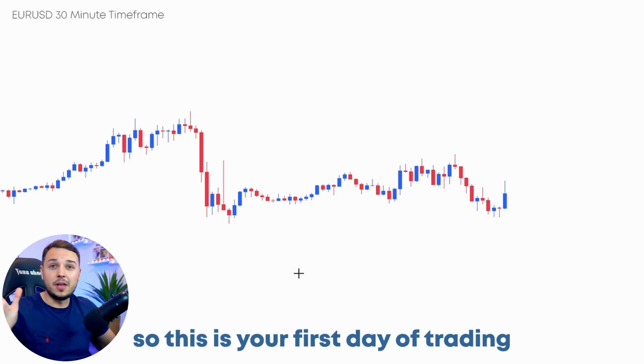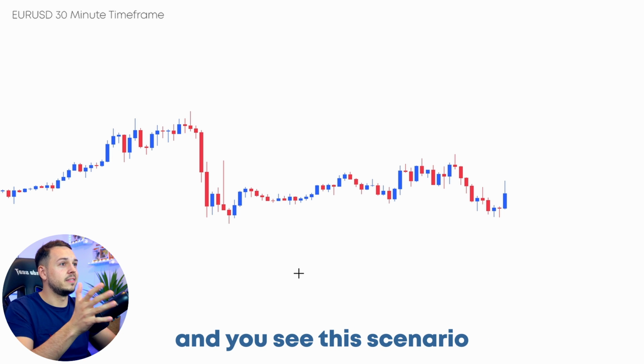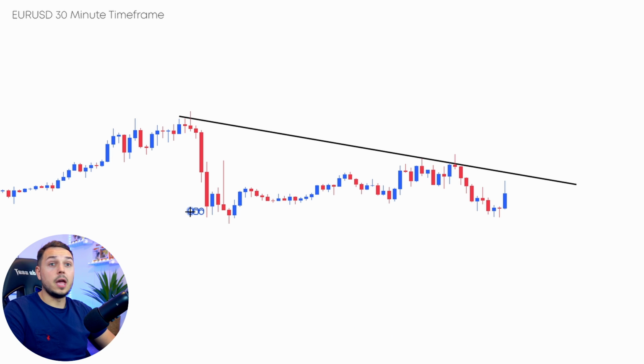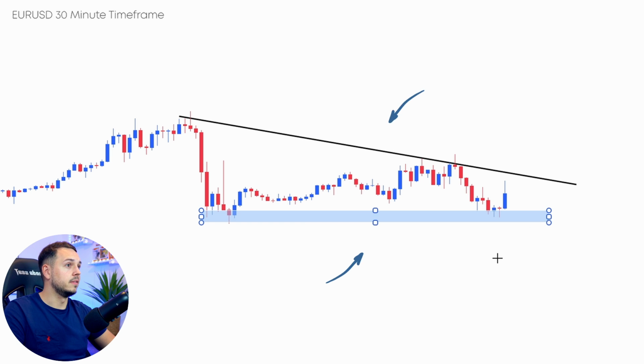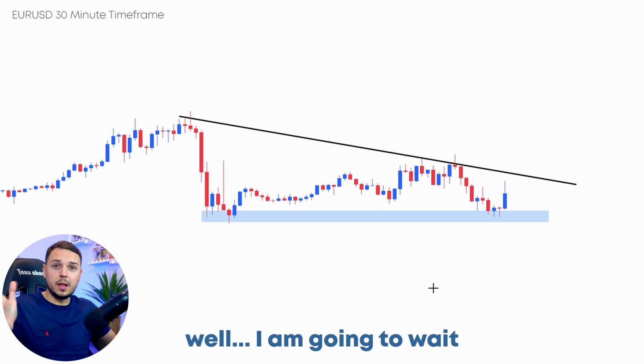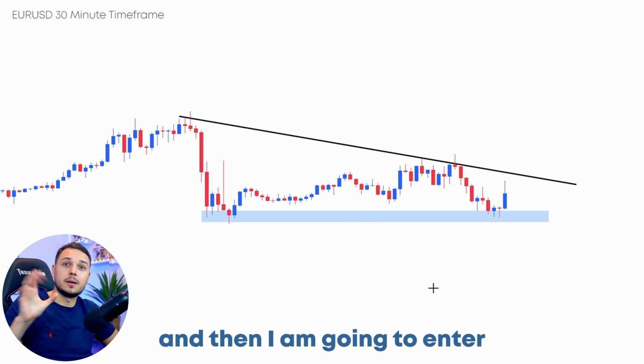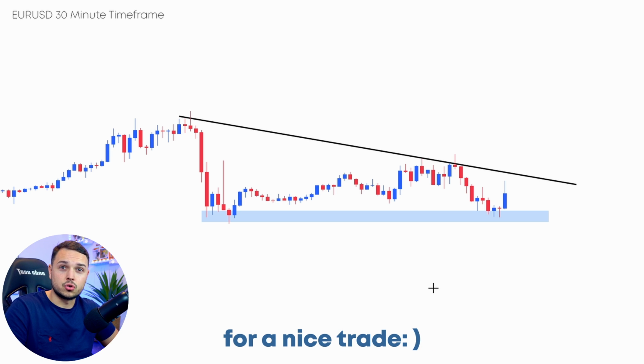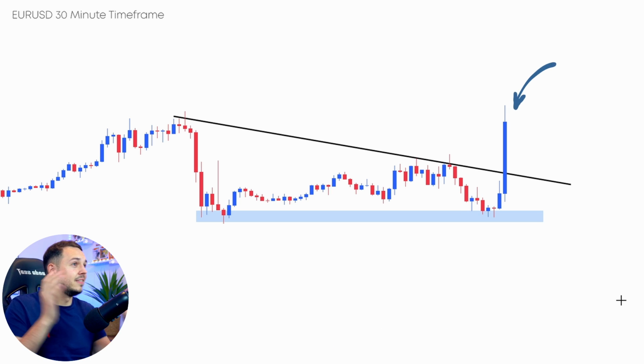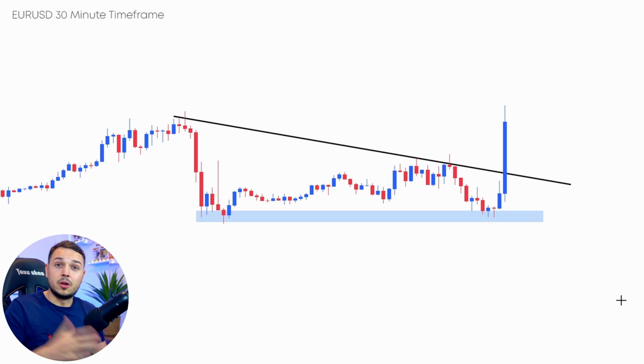So this is your first day of trading and you see this scenario on Euro USD. And you draw your area of sensitivity. Now you say to yourself, well, I'm going to wait for a breakout and then I'm going to enter for a nice trade. 30 minutes later, you see this huge candlestick towards the upside and you say, yep, this is the one. It's going towards the upside. It's very bullish. I'm going to buy.